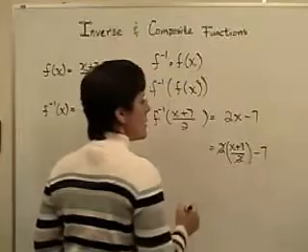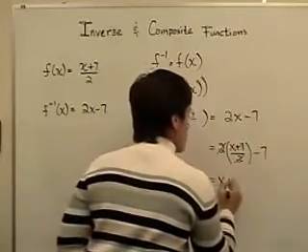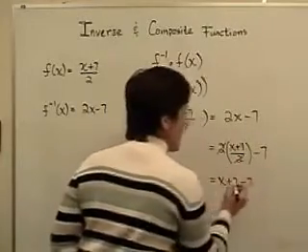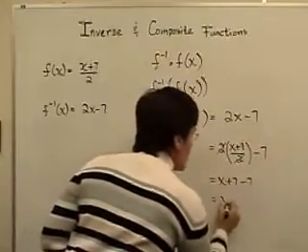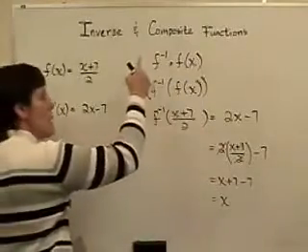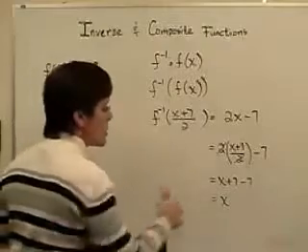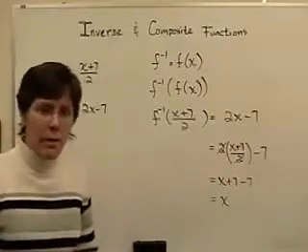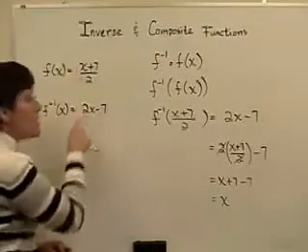The 2's cancel out here. And so what I have is x plus 7 minus 7, and the 7 minus 7 add to be 0. And again, I found that the composite of its inverse and the original function is equal to x. So we have proven that this is truly a function and its inverse.